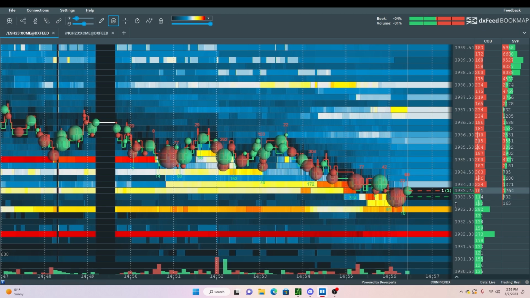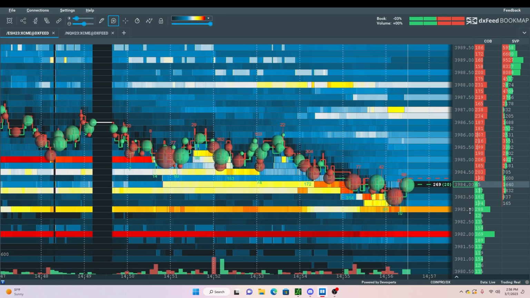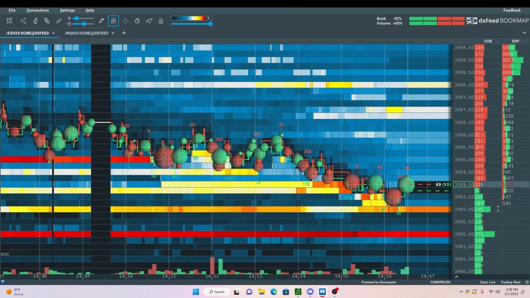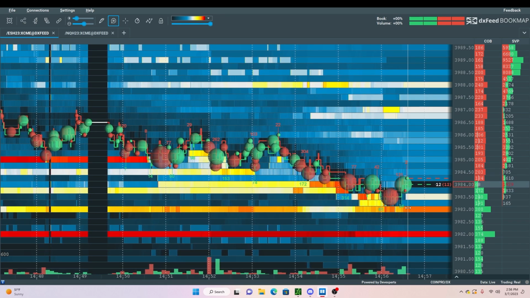Looking at this right now, we can see that at 39.83, those orders were getting filled. However, there are more coming into the market. So the aggressive sellers were not able to push below these passive buyers.